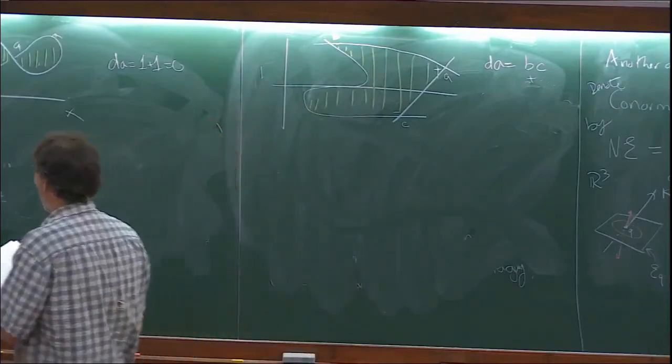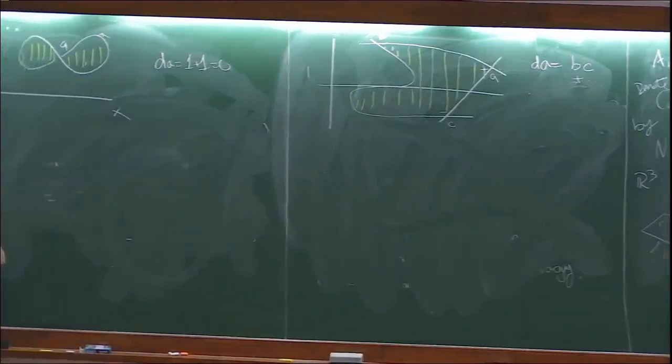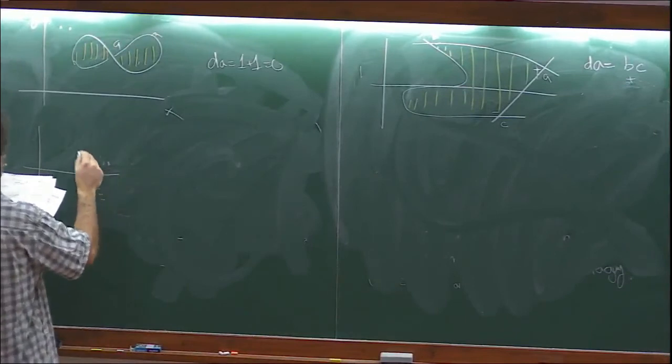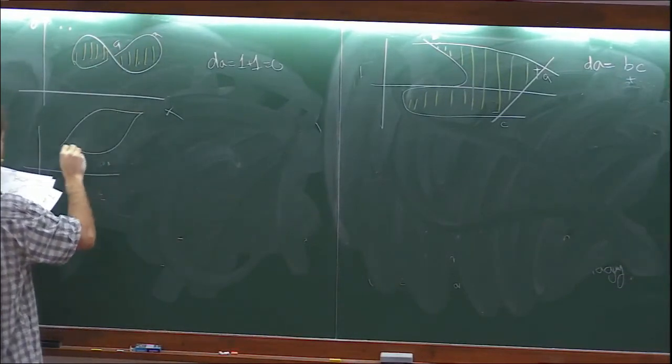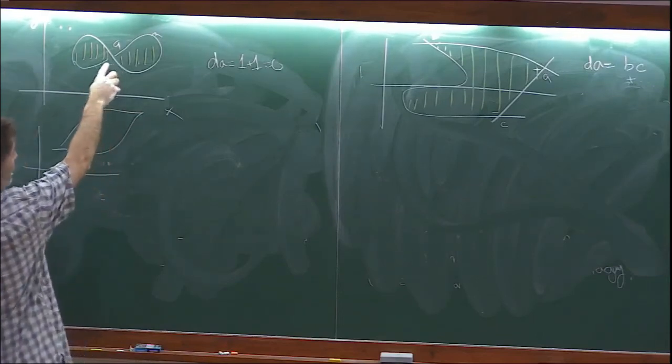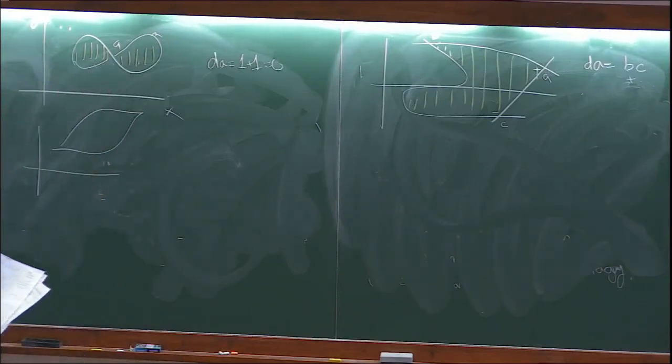Okay, now here I'll try to draw the front. So the front is going to look like something like this. Actually, since I have it positive, it's going to look like this. Not that it matters so much, but I did draw it with y as positive.